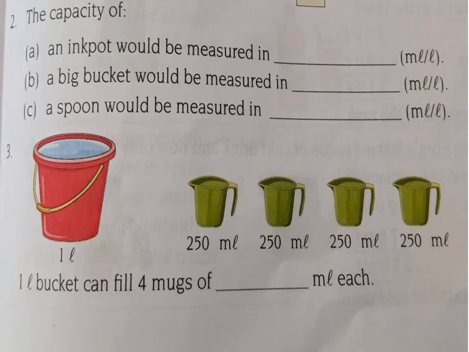Second question, the capacity of an ink pot would be measured in, it can hold very small quantity. So, it is measured in ml. So, write down ml in the blank. A big bucket would be measured in, it holds more water. So, you have to mark liter and write down l in the blank. A spoon would be measured in, it holds very less. So, mark ml and write down ml in the blank.